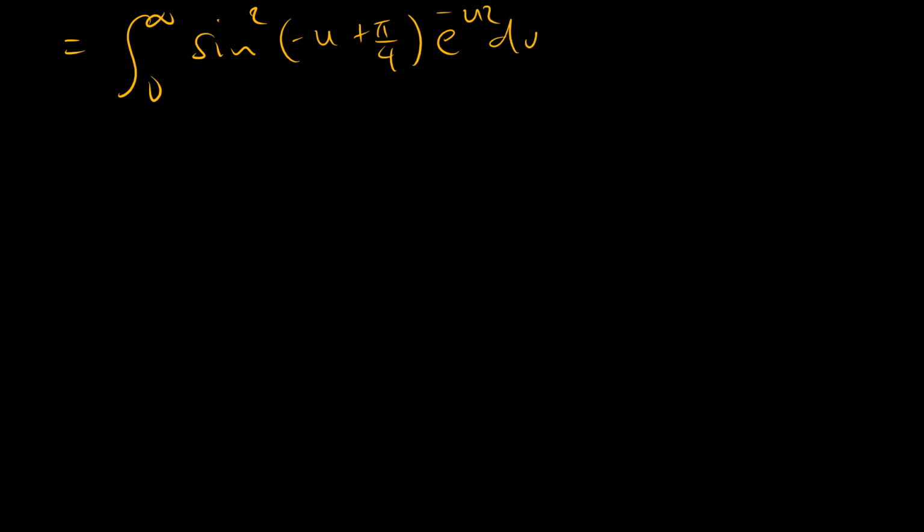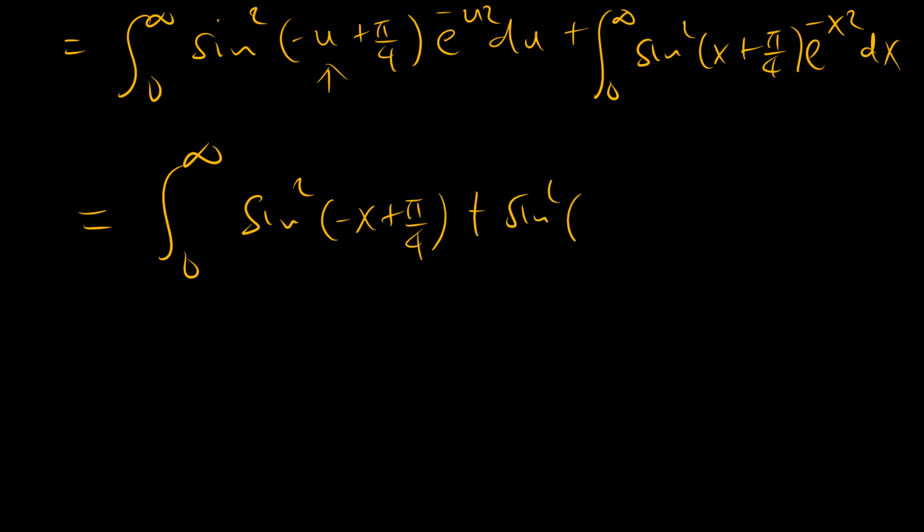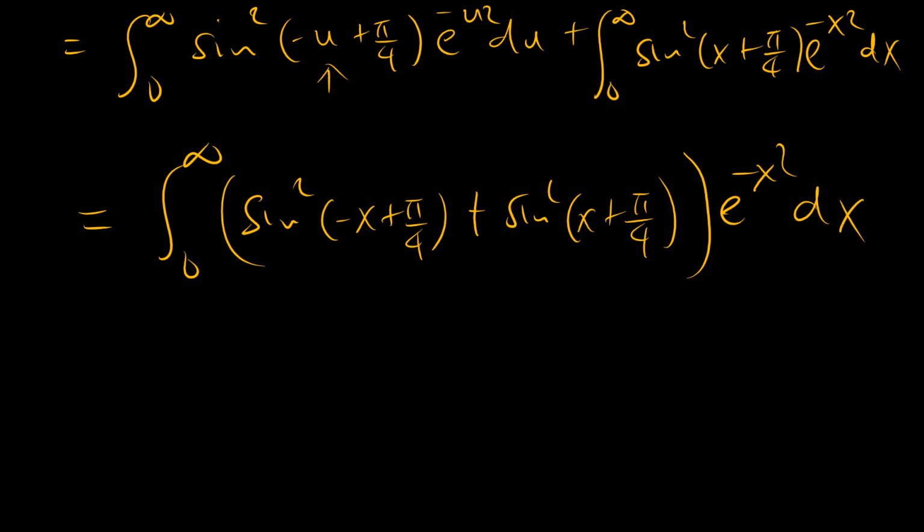Okay, so we have our problem. We could actually even convert this back to x so that we have a problem that is sine squared of (negative x plus pi over 4) plus sine squared of (x plus pi over 4), over e to the x squared. So that is what our problem has become.